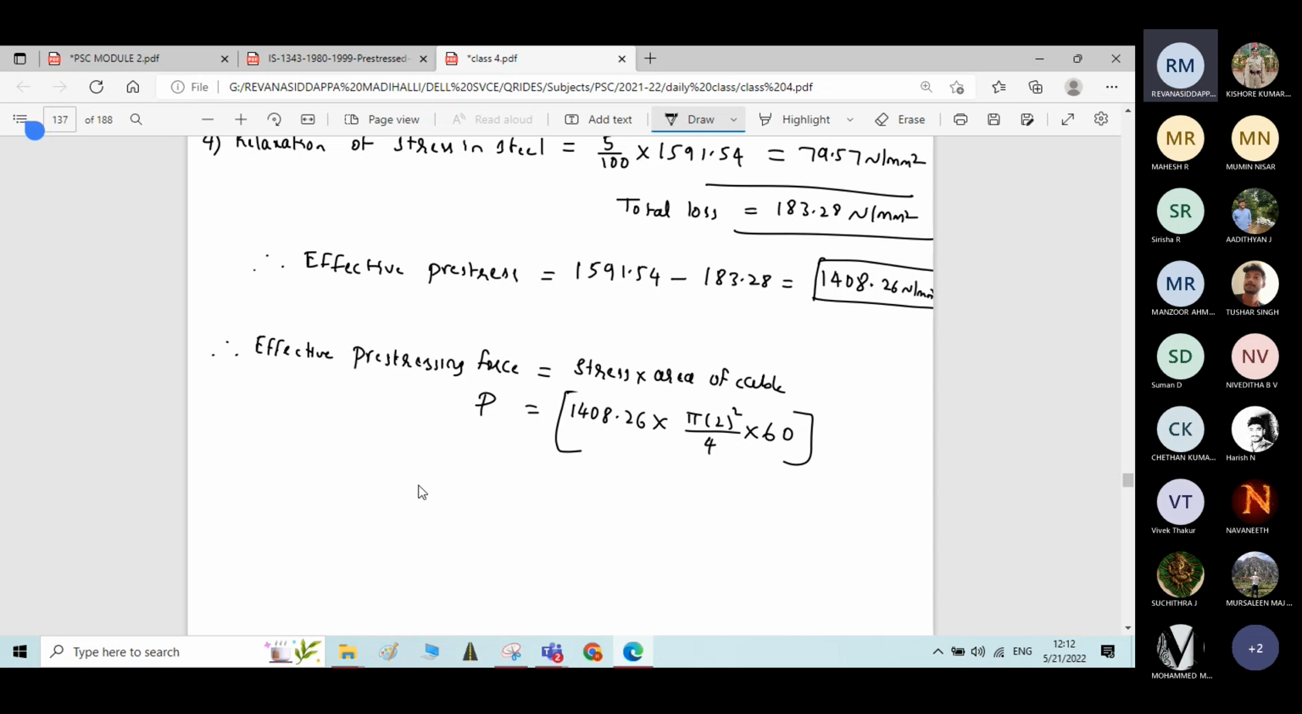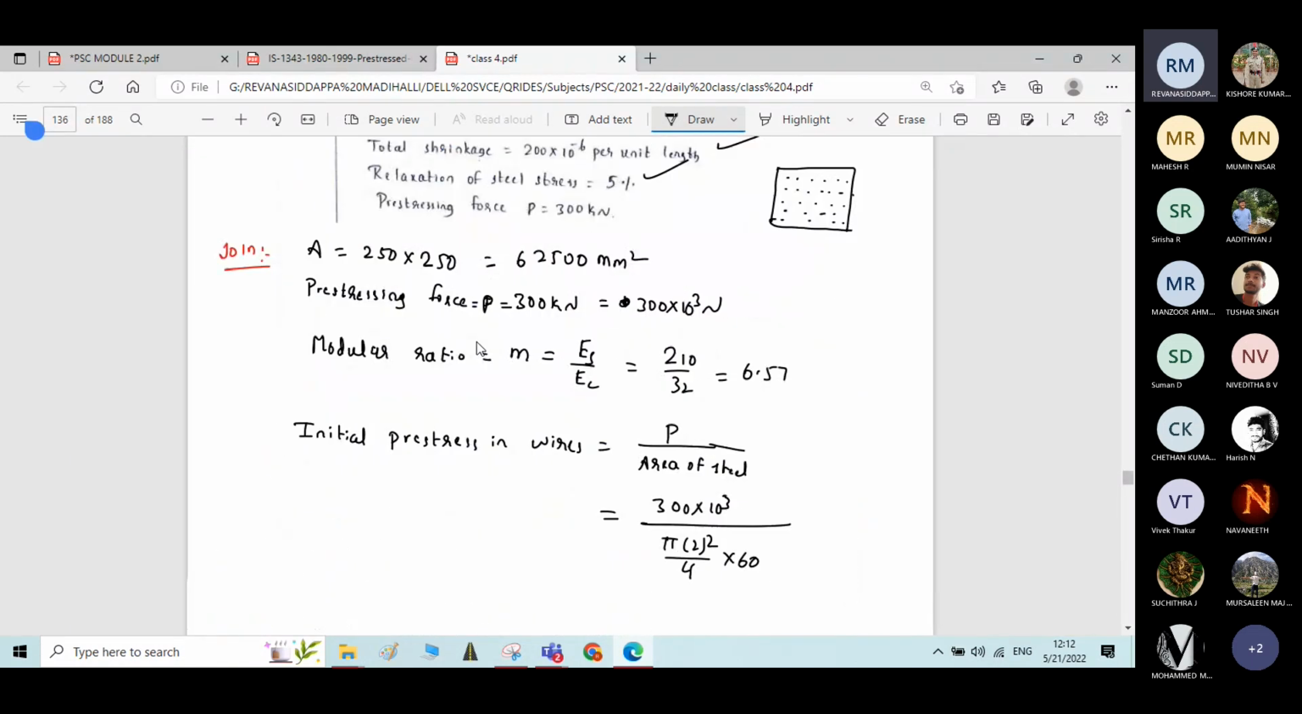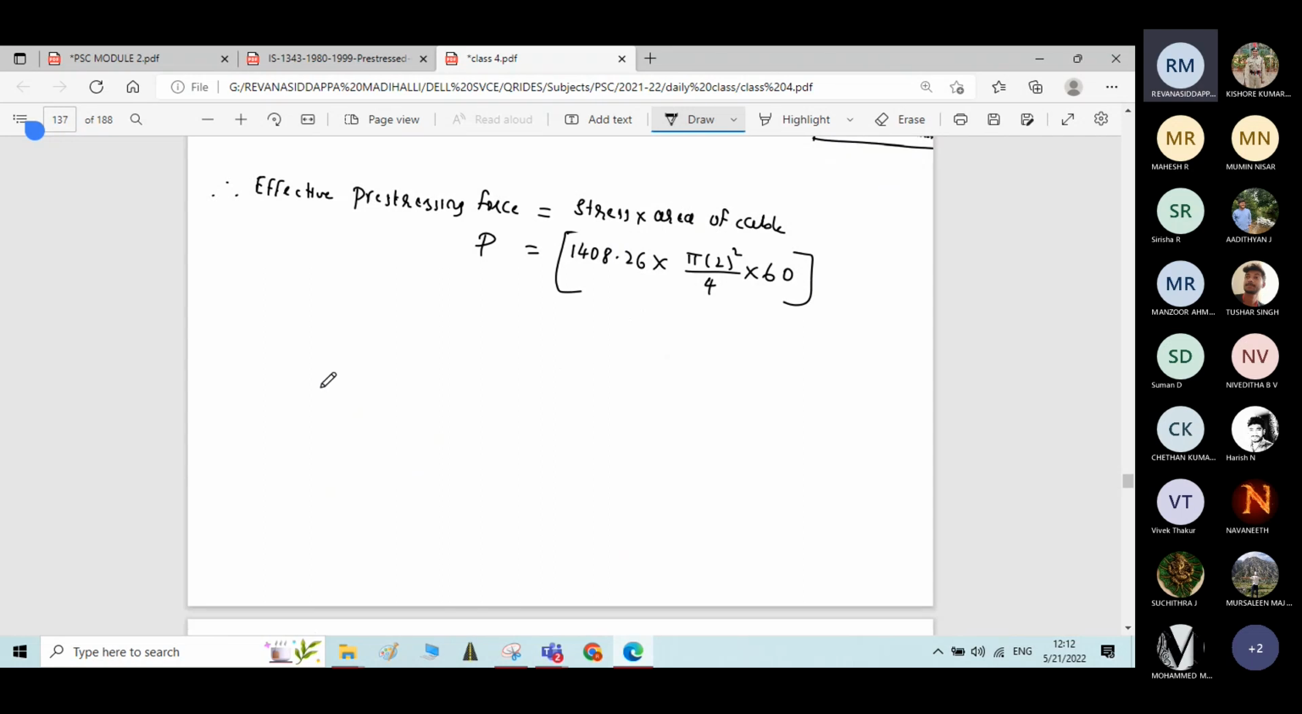What is the question? The question is to calculate the final stress in concrete. Now you have the effective pre-stressing force. Therefore, the final pre-stress in concrete is equal to P by A, effective pre-stressing force divided by area of concrete. The same term I will write here. If you want, you can calculate and directly put the answer.